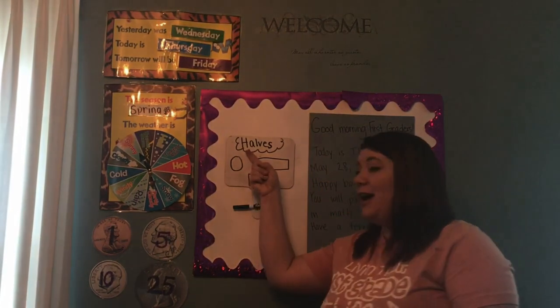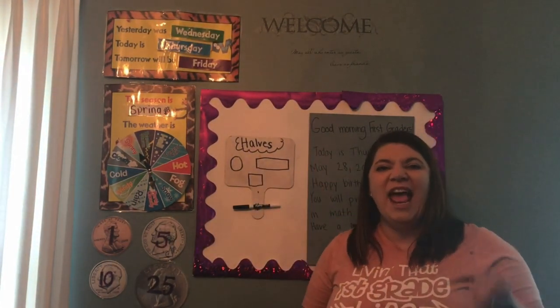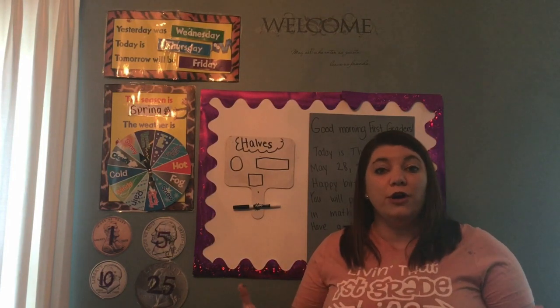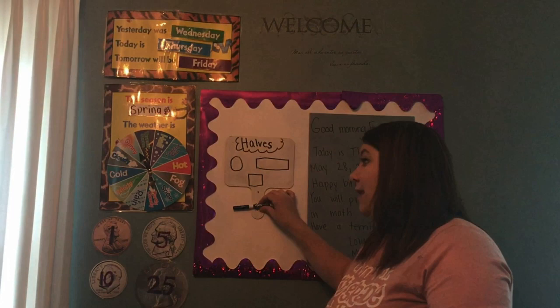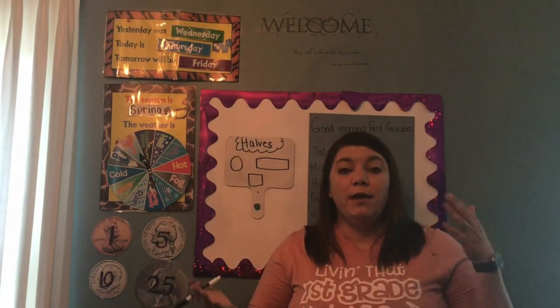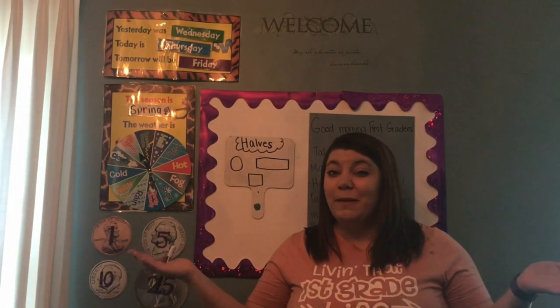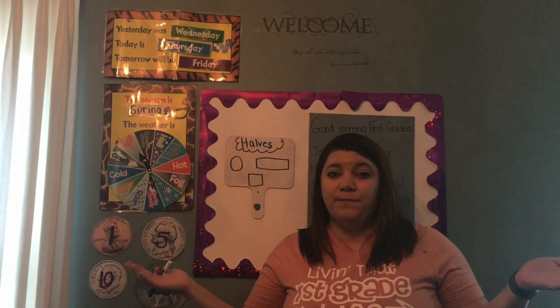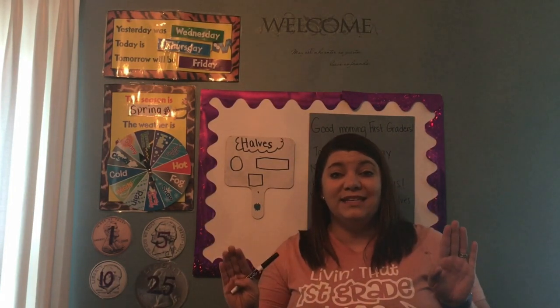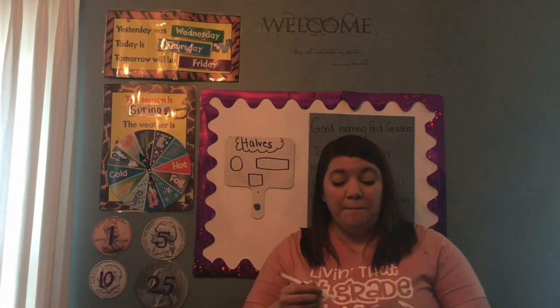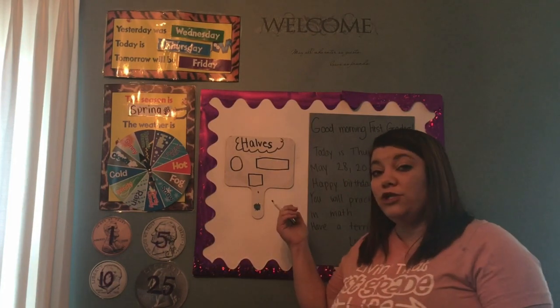Now, we're going to talk about halves. Can you say that? Halves. That's a longer word, and it also means half. So when we cut something in half, it's equal on both sides. Do you remember that cookie that we talked about last week? And how if we cut it in half, we want to make sure that each side is equal so that it's the same. So you can do that with shapes.